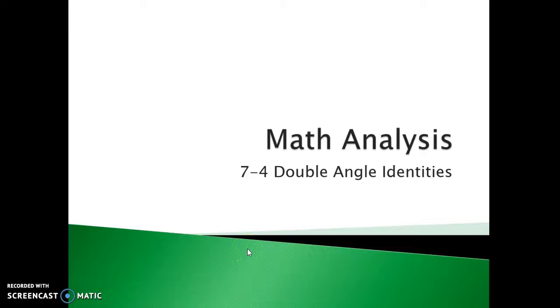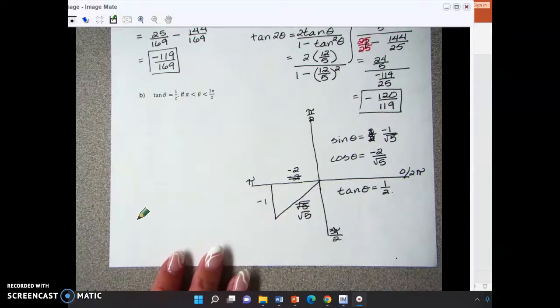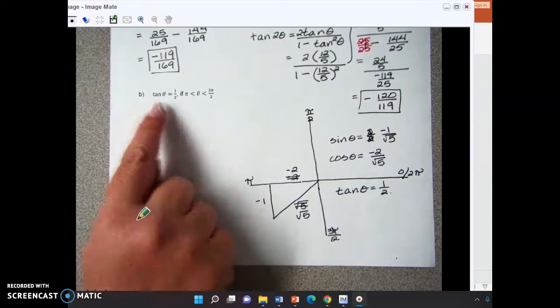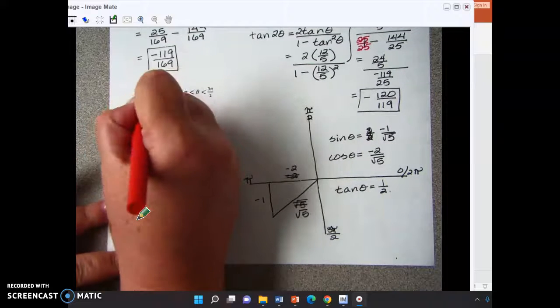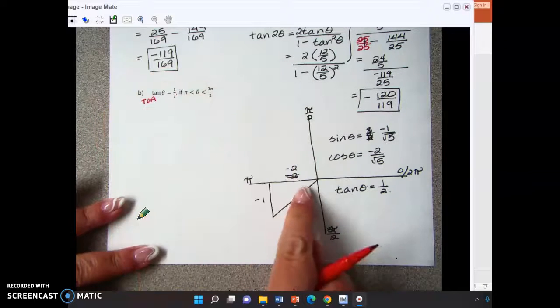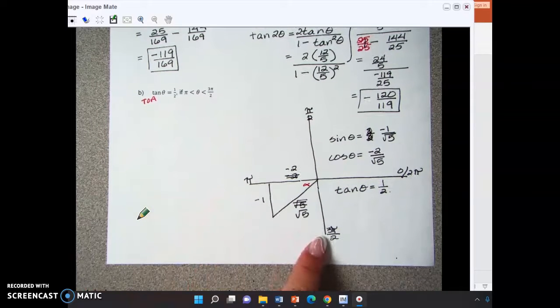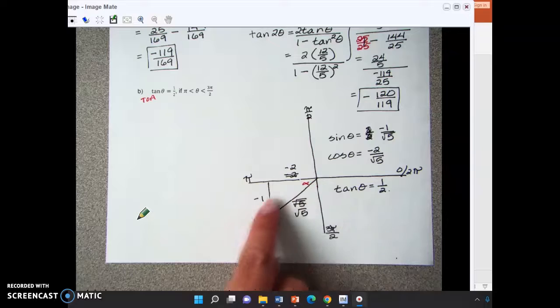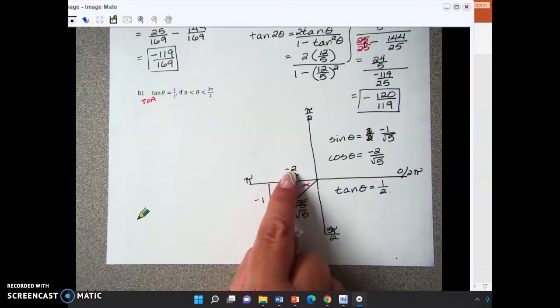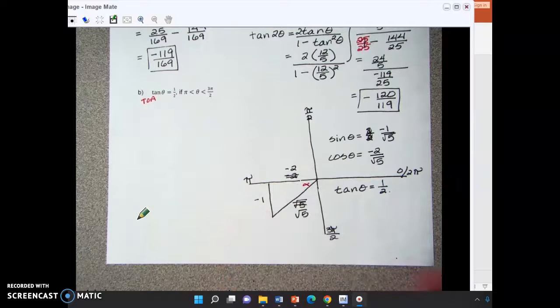So part 2 of the identities, we're going to finish up part B for example number 2. At the end of the last video, we said that tangent was TOA. And so we said in terms of this reference angle, because it did say it's between pi and 3 pi over 2, so we're in quadrant 3. So my opposite is 1 and my adjacent is 2, but they're both negative directions. And notice a negative divided by a negative is a positive.